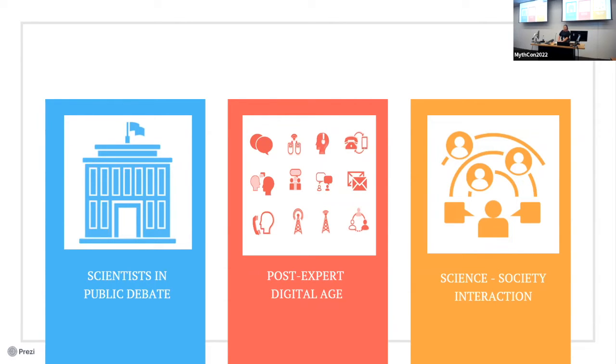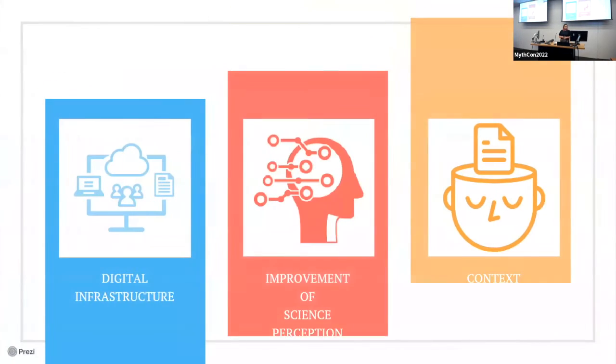Academic institutions are specifically about prestige. So that's an added point there, because we love when people call us smart. In the post-expert digital age, obviously the dissemination of everything changed. And the use of these digital tools benefits the science-society interaction.